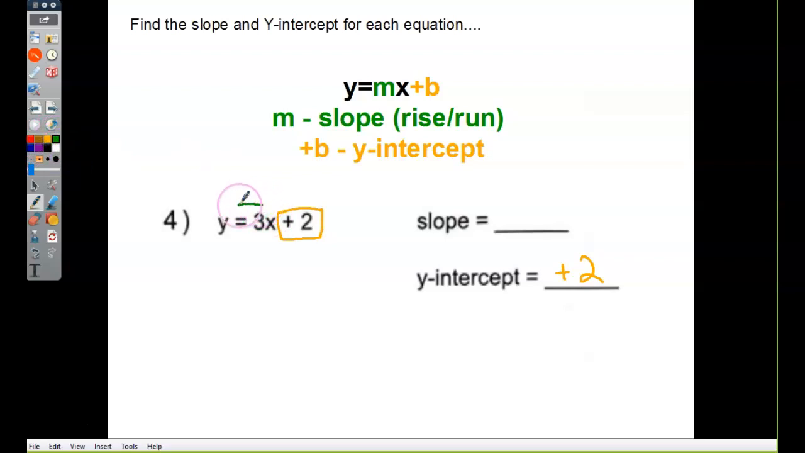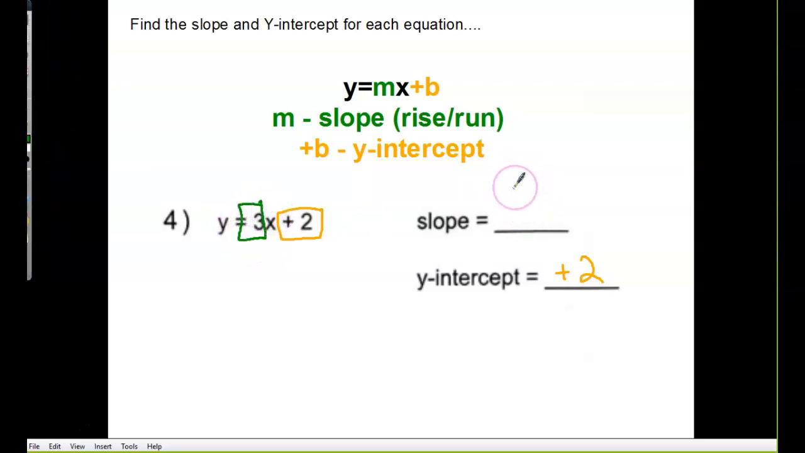Now my slope is 3. But I need this in rise over run if I'm going to put it on a graph. So I need to be able to understand that this is 3 divided by, what can I divide 3 by and still get 3? 1. 3 divided by 1 is 3. So if I really needed rise over run, I can just look at that, and I know that I have 3 over 1.